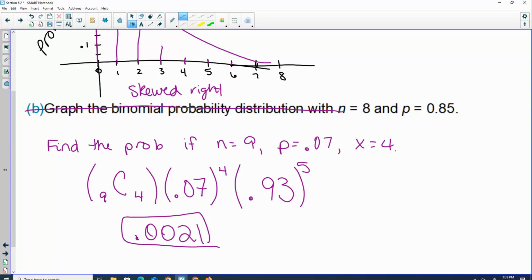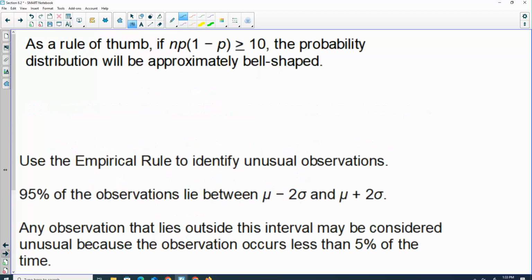Alright, final thing. This isn't super important right now, but it will be in the next unit. In general, when n times p times 1 minus p is bigger than 10, the shape of the distribution turns out to be more bell-shaped.